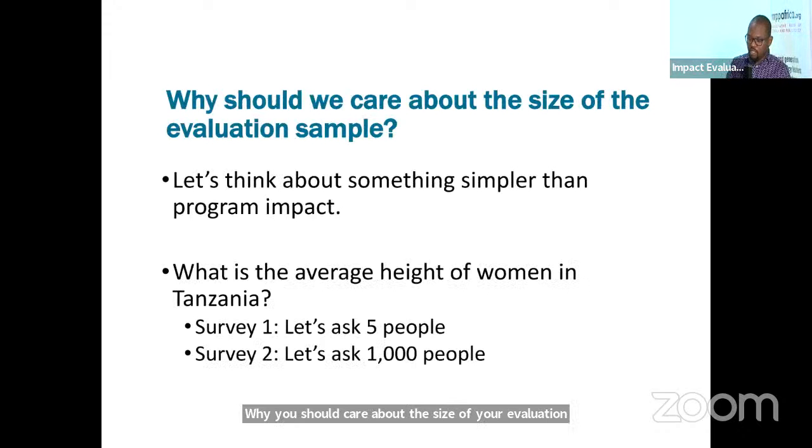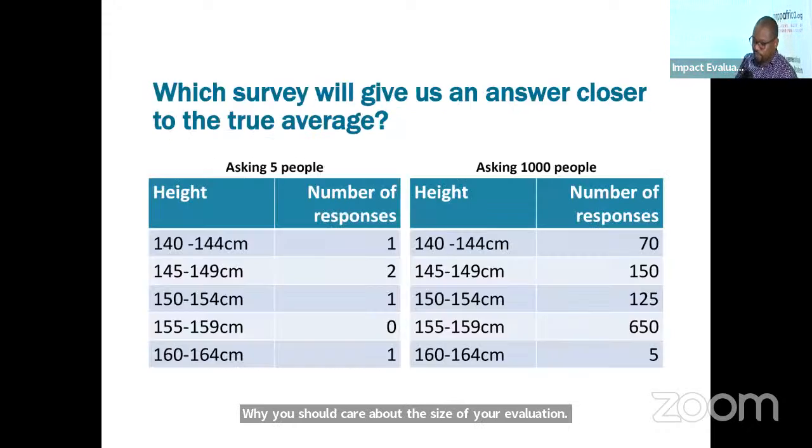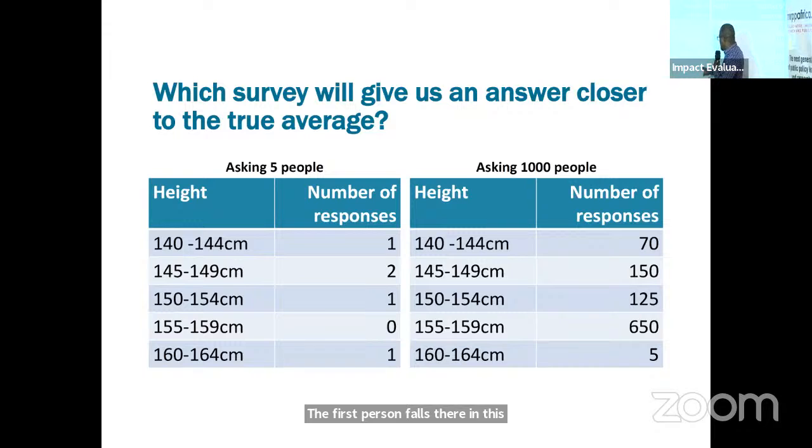So here are the 2 surveys. In survey 1, we are asking 5 people. The first person falls there. In this range, there are 2 people. In this range, there's 1 person. Here, there's no one. And then the tallest is an outlier. So there's the shortest and the tallest. That's the first sample.